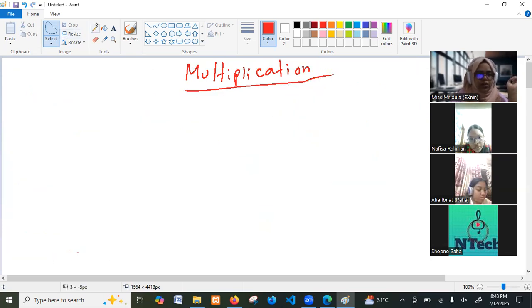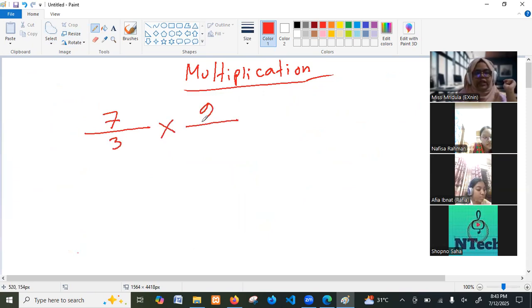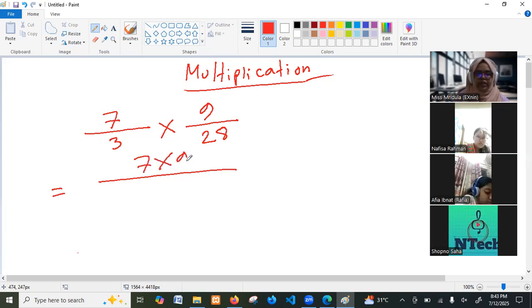Okay, let's go to the second one that we have learned, multiplication of two fractions. Okay, so suppose 7 over 3 multiplied by 9 over 28. So in this case, what they have told us is that we have to multiply our numerator with numerator and our denominator with denominator. So in this case, the scenario will be something like that.